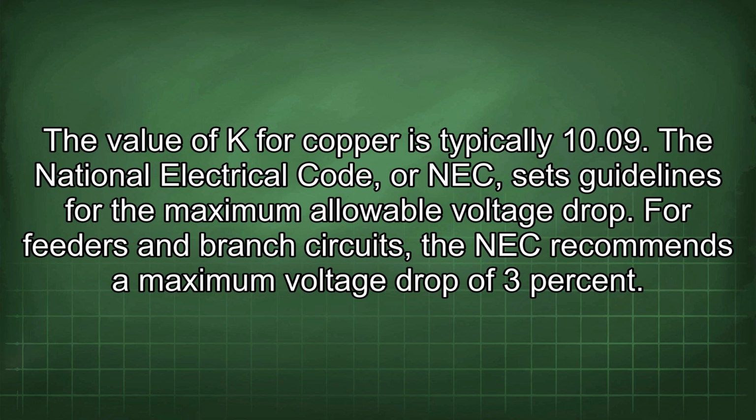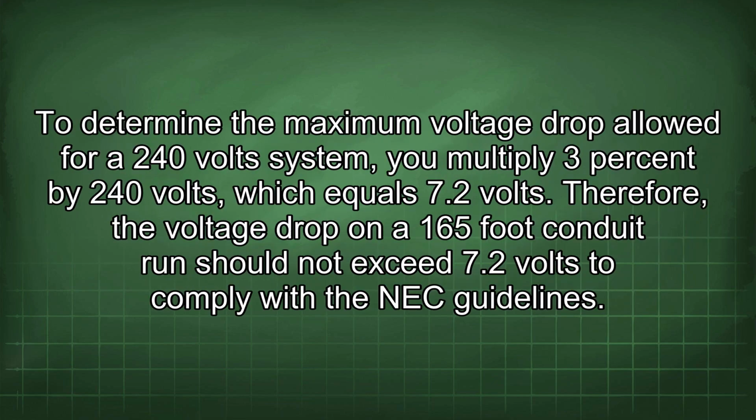The value of K for copper is typically 10.9. The National Electrical Code, or NEC, sets guidelines for the maximum allowable voltage drop. For feeders and branch circuits, the NEC recommends a maximum voltage drop of 3%. To determine the maximum voltage drop allowed for a 240 volt system, you multiply 3% by 240 volts, which equals 7.2 volts. Therefore, the voltage drop on a 165-foot conduit run should not exceed 7.2 volts to comply with the NEC guidelines.